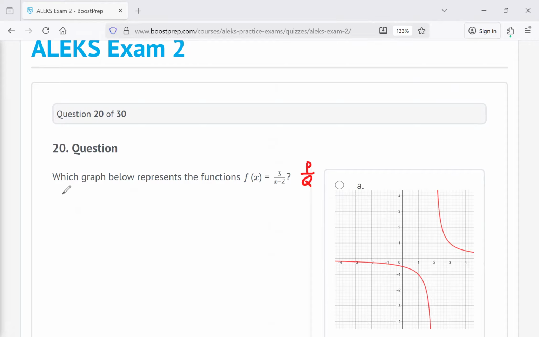In order to graph a rational function, you need to find the vertical asymptote. How do you find the vertical asymptote? Basically, you set the bottom to 0 and solve for x. My bottom is x minus 2. Set that to 0 and solve for x by adding 2. You get x equals 2. And then you need to find your horizontal asymptote.